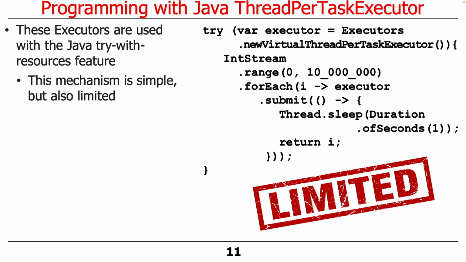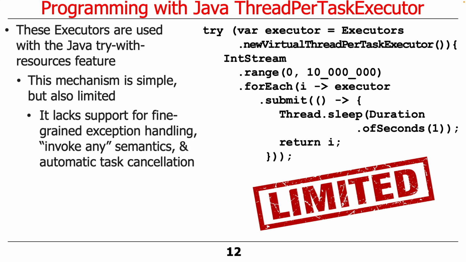There's certain things you just can't do with it because it's so simple. You can't support fine-grained exception handling. There are no invokeAny semantics. We'll talk about what invokeAny means in a second. It lacks automatic task cancellation, and so on and so forth. So there's a bunch of things you can't do with this mechanism.